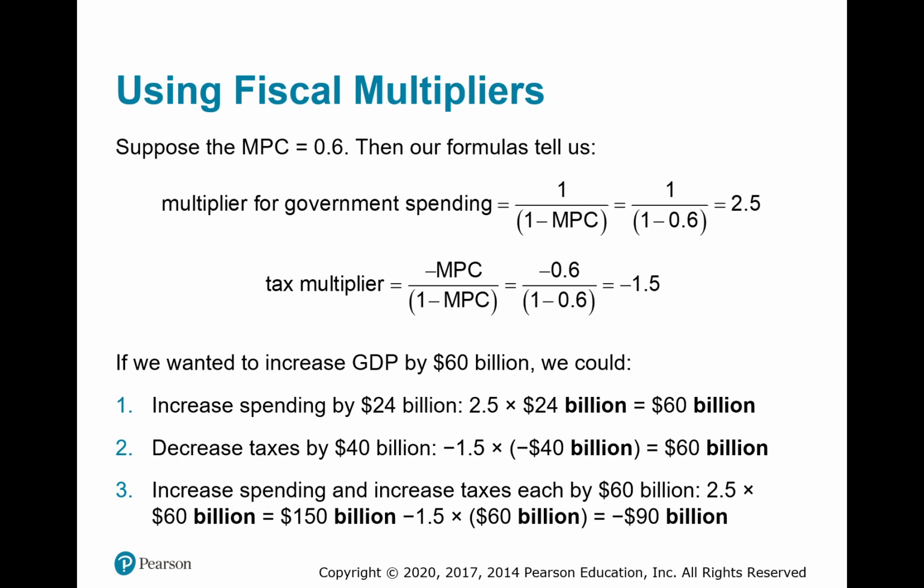So that's 2.5 times 60 billion, which will give us 150. And then negative 1.5 times 60 billion, and that'll give us a negative 90. 150 minus 90 gives us a $60 billion increase in our GDP. There are 3 options that government policy can do to get growth.